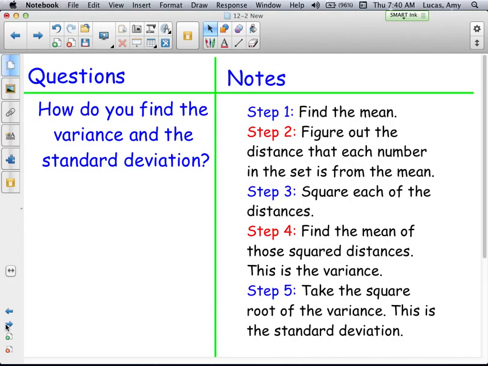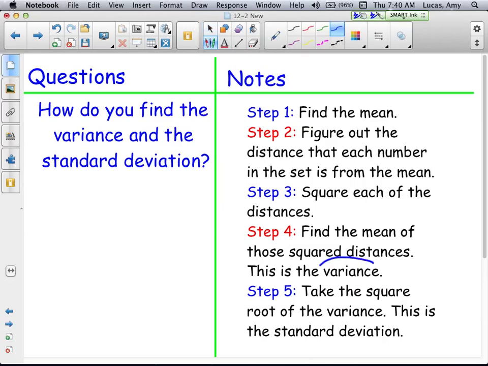Okay, how do you find the variance and the standard deviation? Very similar to the mean absolute deviation. There's just a little difference here. So we're going to find the mean, and then we're going to find the distance that each number in the set is away from the mean. Then we're not going to average them, not yet. First we're going to square each of them. Then we find the mean, and this is called the variance. So the only difference is we're squaring each of the distances before we add them together and average them. Then we take the square root of that, and that's called the standard deviation.